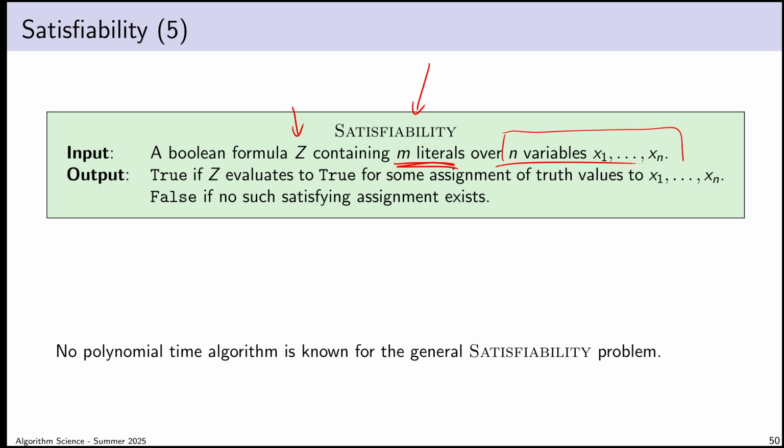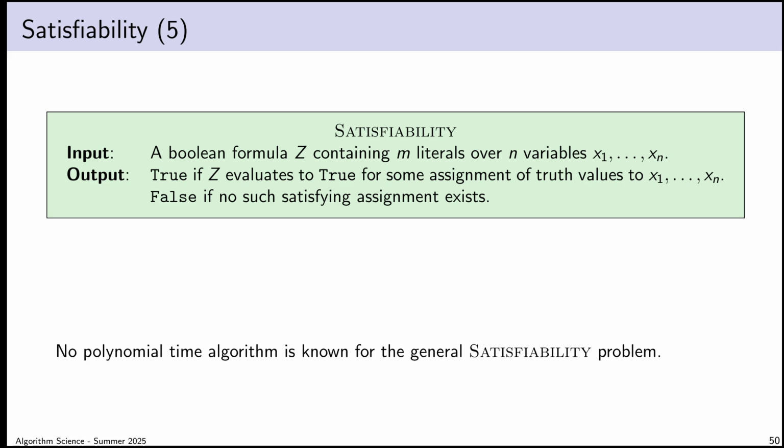Now it's tempting to think that this number of variables is a proxy for the input size, but that's not quite true, because I could have n variables and each variable could show up billions of times for all I know. If I count the number of literals, that's a better way of measuring the size of the input, the actual size of the formula. And so a polynomial time algorithm in this case would be one that's polynomial in m, not necessarily one that's polynomial in n.